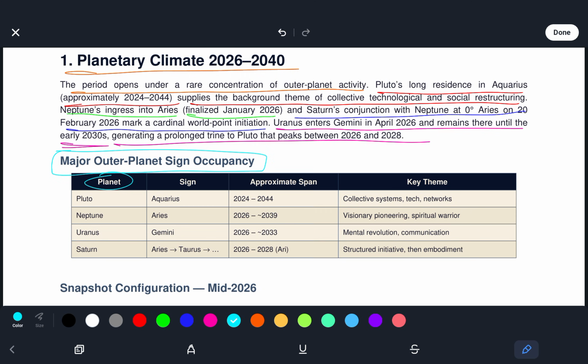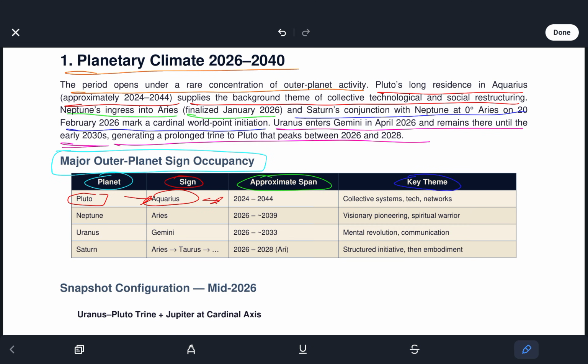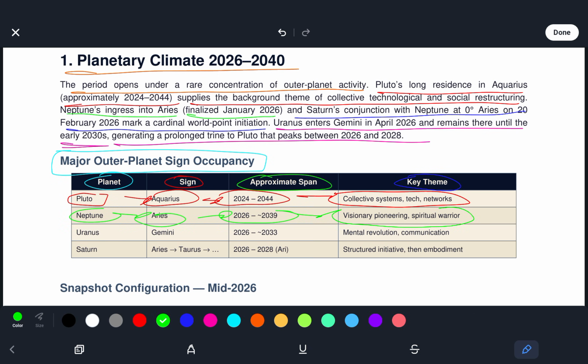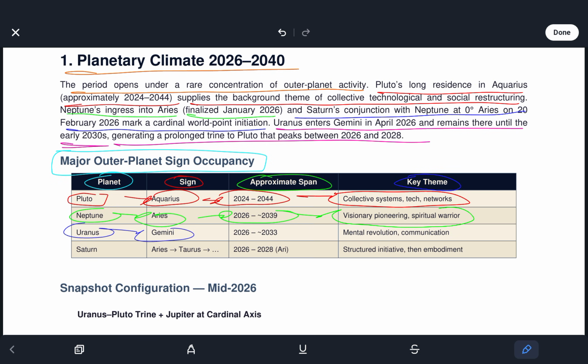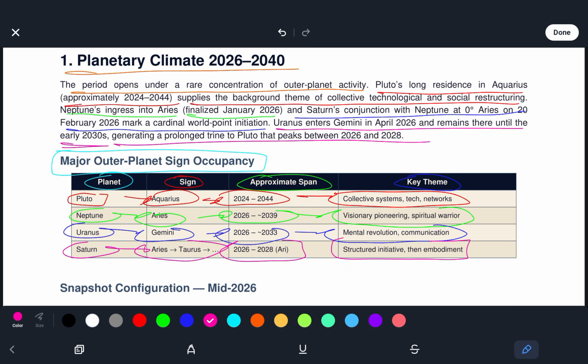So, major outer planet sign occupancy. We see the planet, the sign, approximate span, and key theme. Pluto in Aquarius until 2044: collective systems, tech networks. Neptune in Aries until 2039: visionary, pioneering, spiritual warrior. Uranus in Gemini till 2033: mental revolution, communication. And Saturn in Aries till 2028: structured initiative and embodiment.